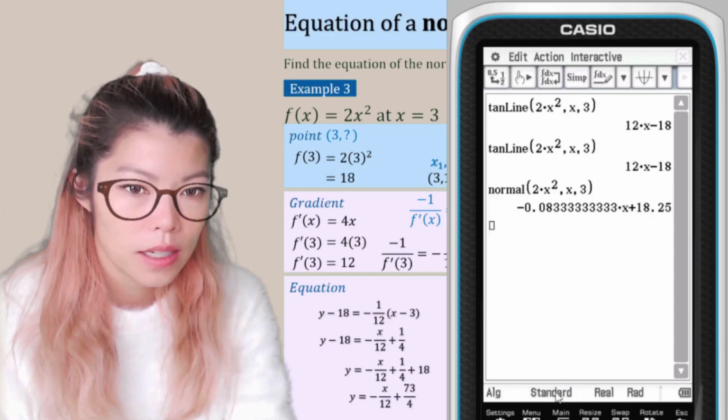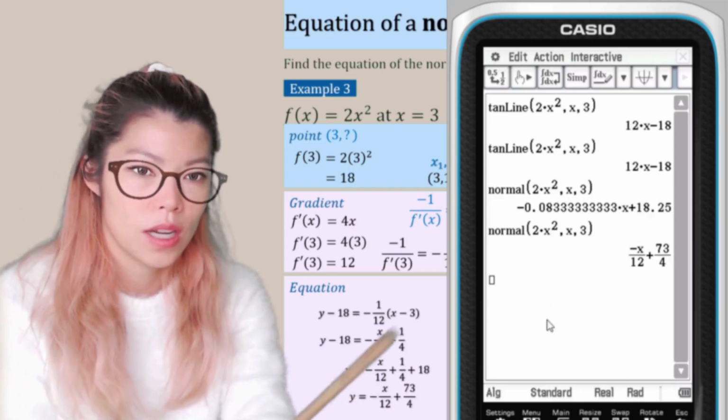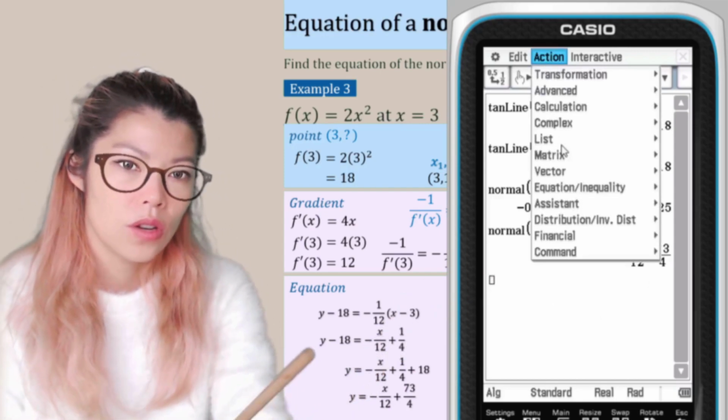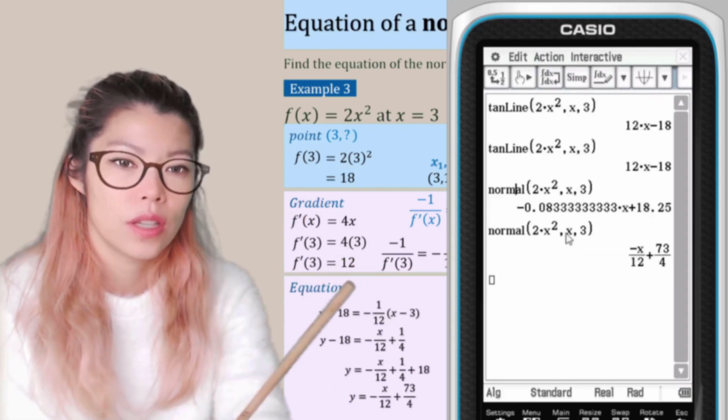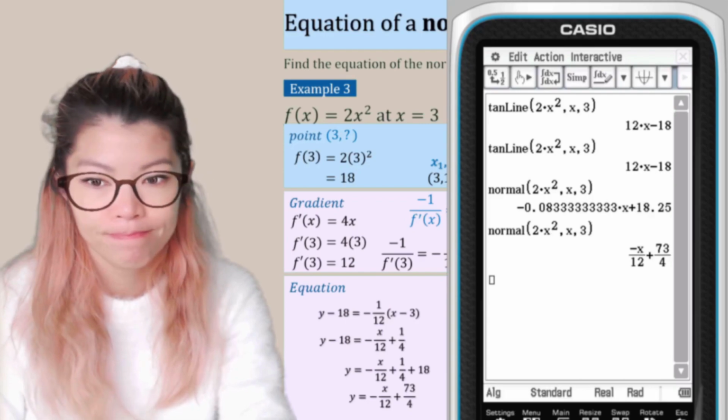Oops, I don't like decimals. Let me do it again. Enter. And so we have the same equation as before. So you can go action, where you can just drag if you're using an old equation, or interactive if you want to type it into the little box.